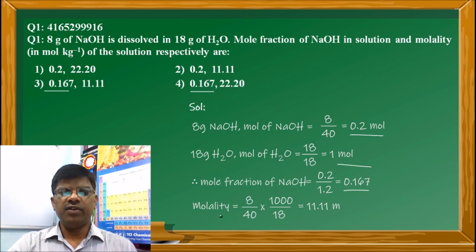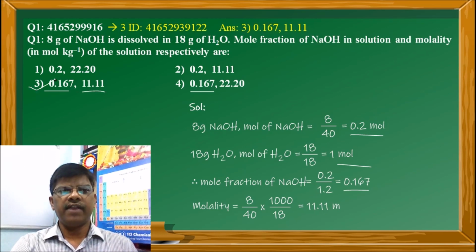Yes friends, we know that molality is equal to weight by molecular weight into 1000 by weight of the solvent. So substituting the values, weight of solute is 8 grams of NaOH, molecular weight of NaOH is 40, into 1000 by weight of the solvent, 18 grams, that gives rise to 11.11. So the option which is showing 11.11 is the correct option friends. So option number 3 is the correct option friends.